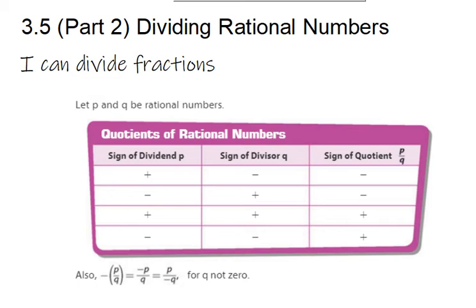All right, open your note takers to 3.5 Part 2, Dividing Rational Numbers. Your I can statement today is I can divide fractions. So we did decimals yesterday. Today we're doing fractions. So again, the purple box here is going over the rules for quotients of rational numbers.